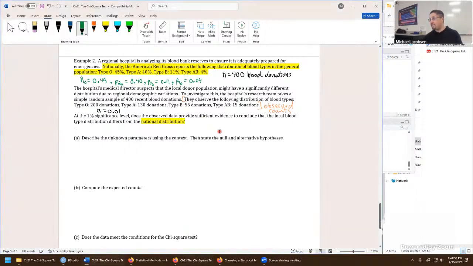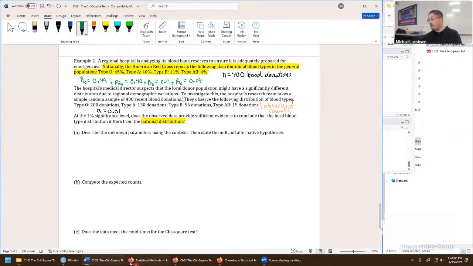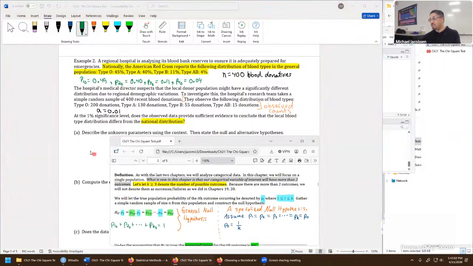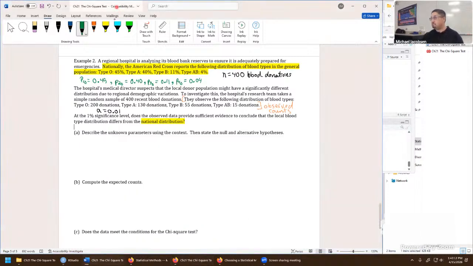But before we dive to that step, we have to say what the actual parameters are in the very first place. So part A, describe the unknown parameters, is us putting on paper what is P1 through P4. That's the Pk value. But this should feel pretty similar to what we did in the last problem. Unknown parameters with context would look like this.